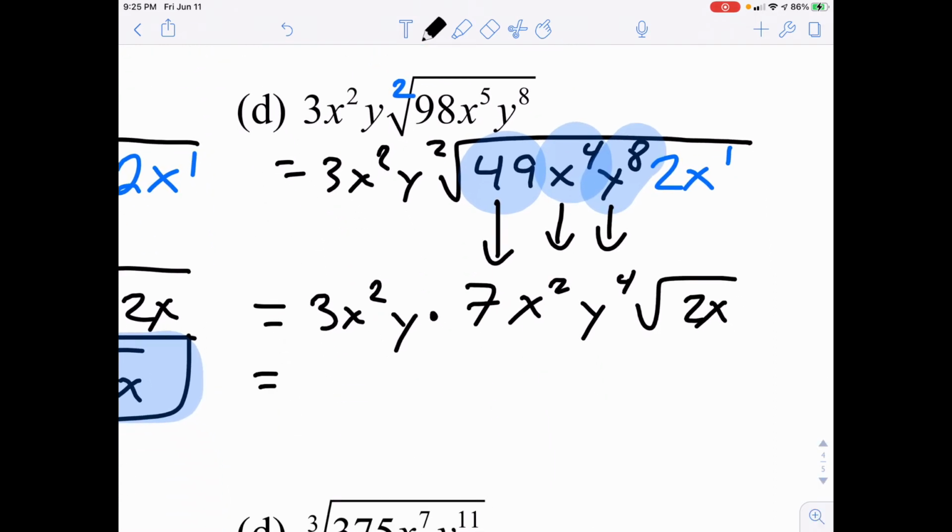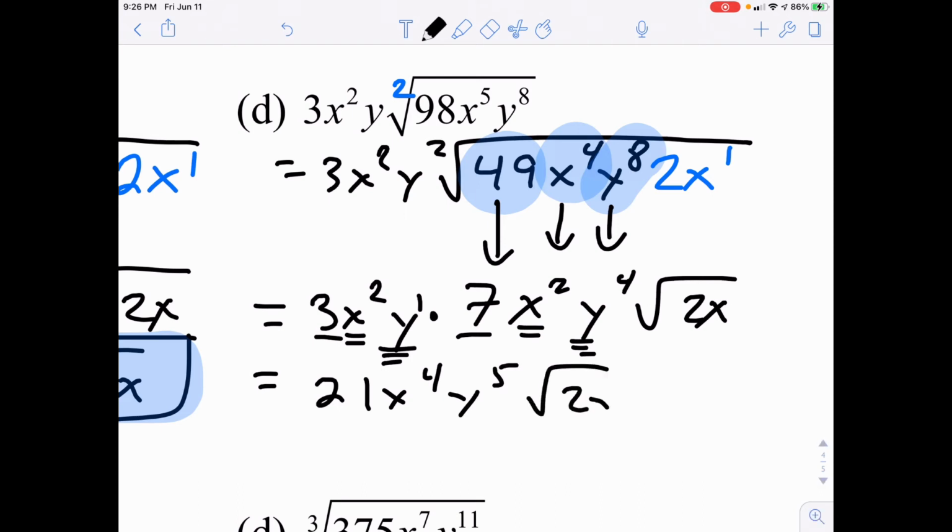So just sort of cleaning this up, 3 times 7 would be 21. X squared times x squared would be x to the 4th power. And y to the 1st power times y to the 4th power is y to the 5th power. All times the square root of 2x.